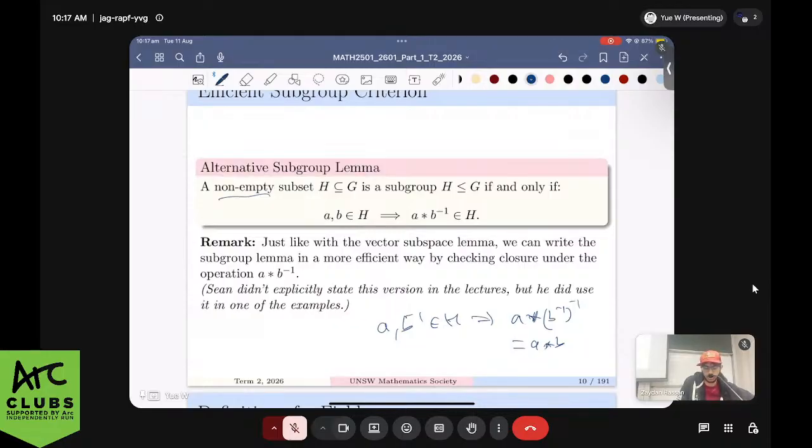And if you want to show closure under inverses, you can think of taking A equal to the identity E, and then that's essentially showing that B inverse is in H for any B. So this is a shortcut to do both in one go, because it's more general.